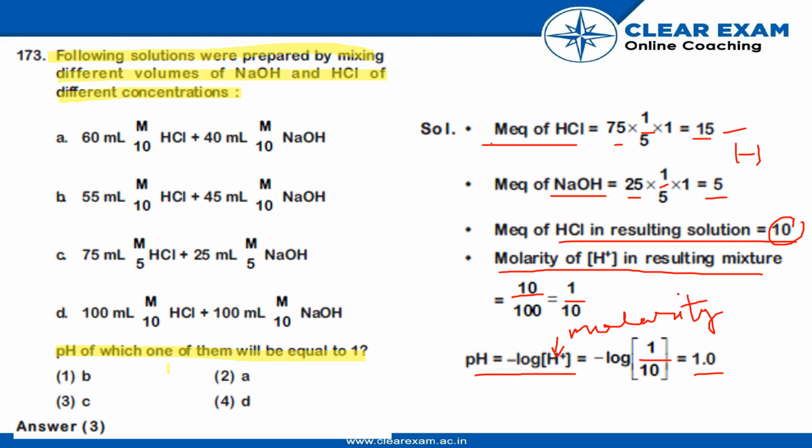So, therefore, option 3, that is 75 mL of M by 5 HCl plus 25 mL of M by 5 NaOH, will give you a pH equal to 1. Option C is correct.